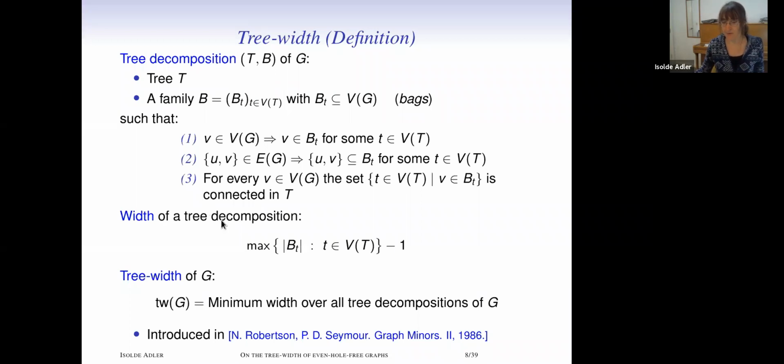And then the width of the tree decomposition is the max size of its bags minus 1. And the tree width of G is then min-max, so it's the minimum width taken over all possible tree decompositions of G. And this was first introduced by Robertson and Seymour in the famous graph minor project, but it's also independently discovered under a different name in a more algorithmic context as well, actually. So it's a very robust notion.